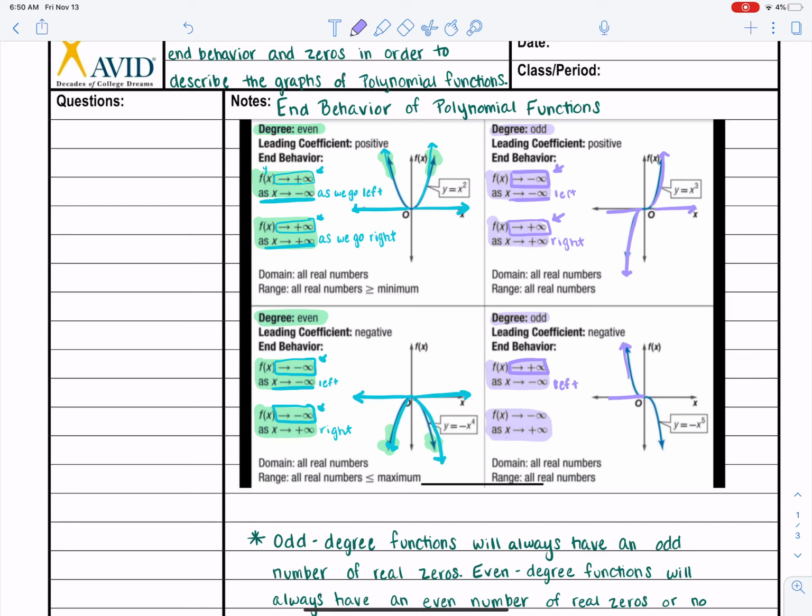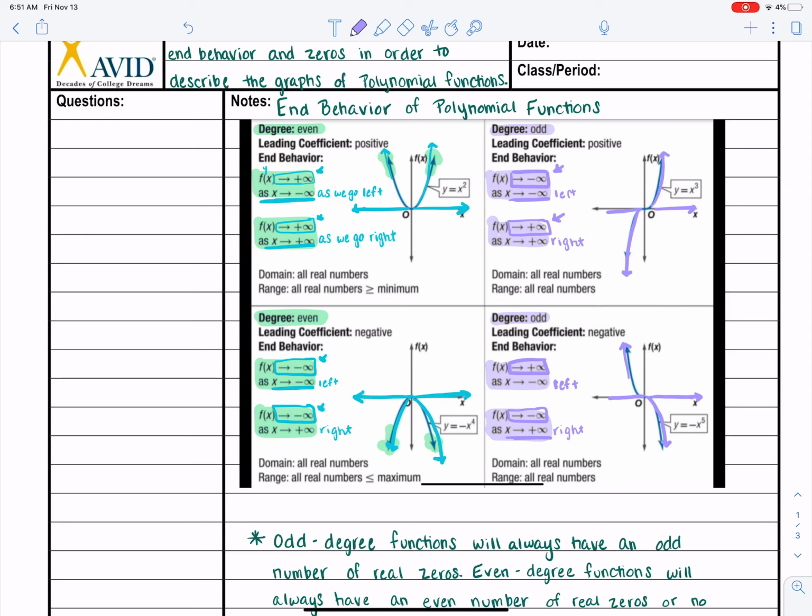As x approaches positive infinity, so as I look to the right, my graph is going down. So my y values are approaching negative infinity. So when you have an even degree, same in behavior. Odd degree, opposite in behavior, okay?